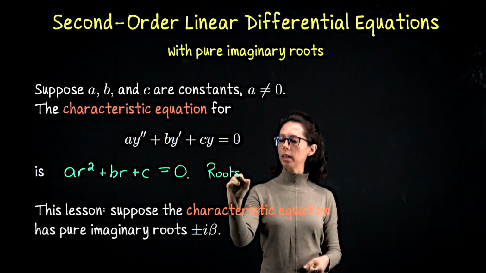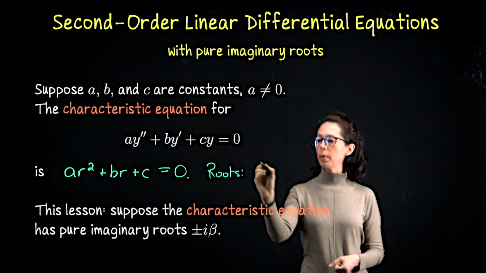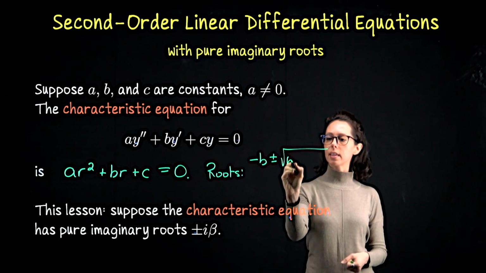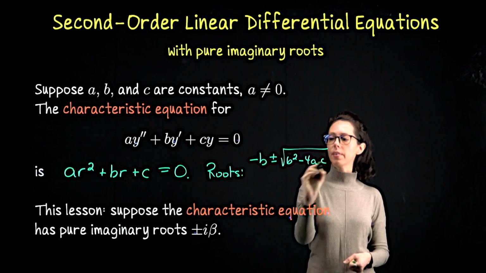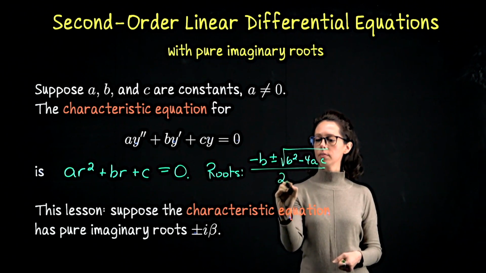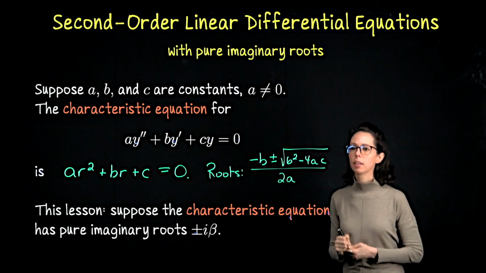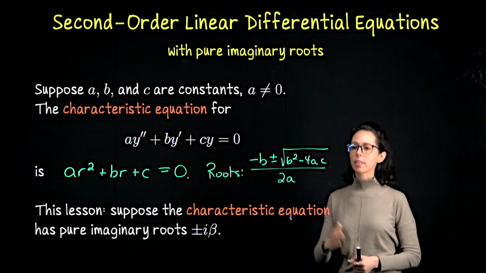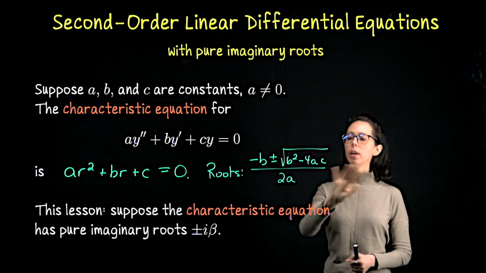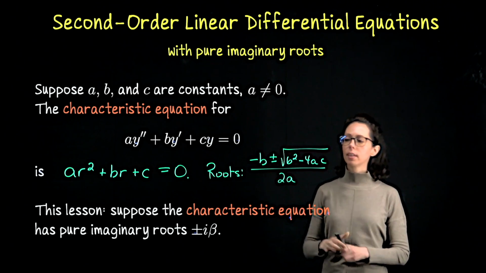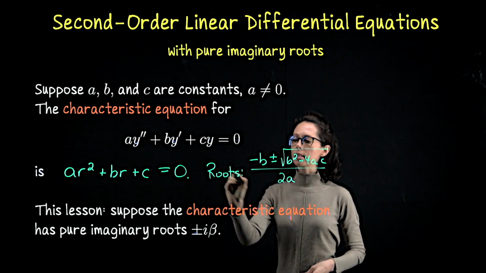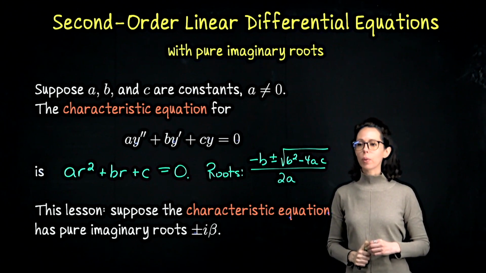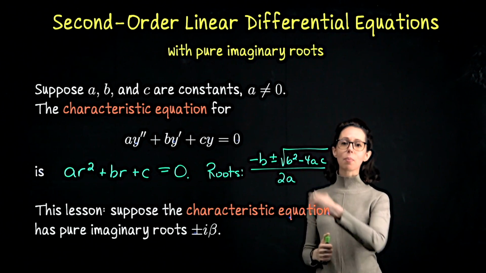From the quadratic formula, the roots look like negative b plus or minus the square root of b² − 4ac, divided by 2a. In general, those are the roots. And in the last two videos, we imagined that the discriminant was greater than or equal to 0, so that we were looking at real roots. In this video and in the next, I want to look at roots which are not real. That means that we would be taking the square root of a negative number.